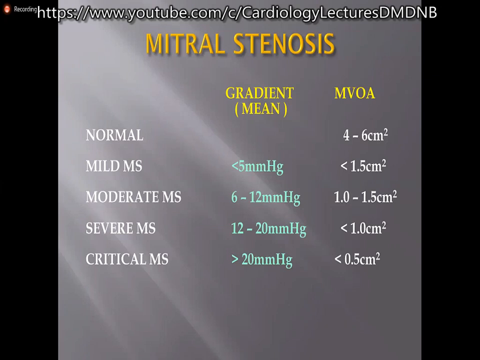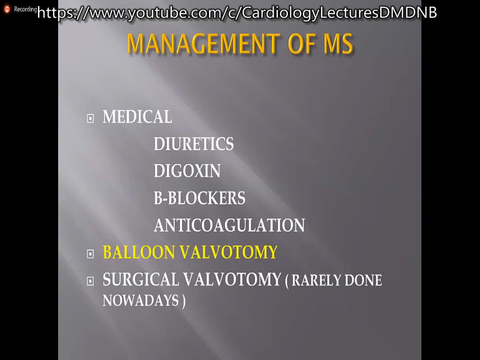And the gradient, we are all well versed with that. Of course, gradient is always driven by heart rate. So, for example, mild MS with a gradient of less than 5 at a heart rate of 150, the gradient will be somewhere around 20 to 25. So, this is an importance of rate control in patients with mitral stenosis.